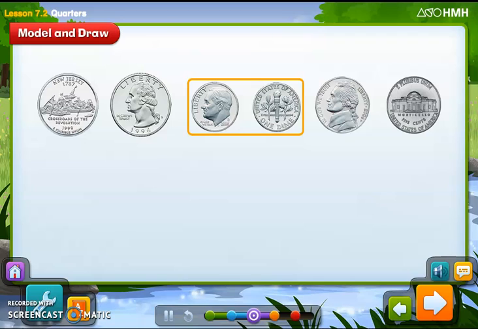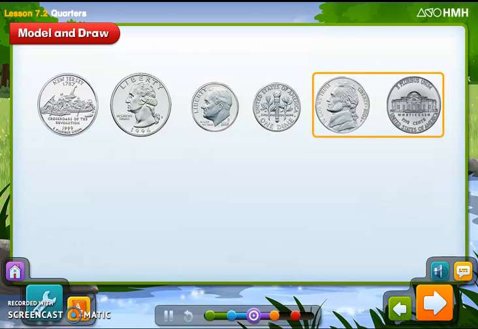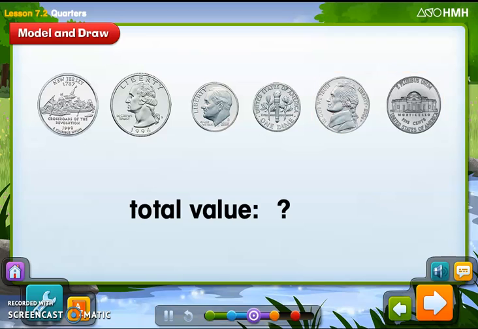There are 2 dimes. Each has a value of 10 cents. And there are 2 nickels. Each has a value of 5 cents. Let's find the total value for this group of coins.